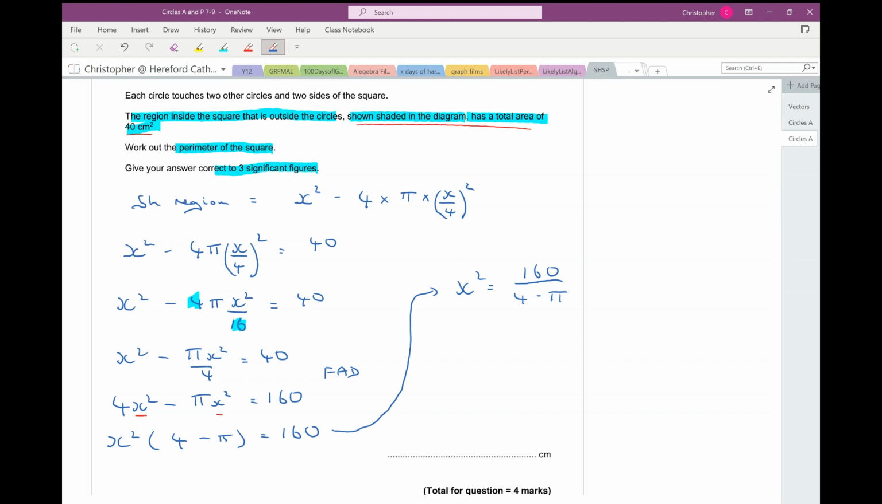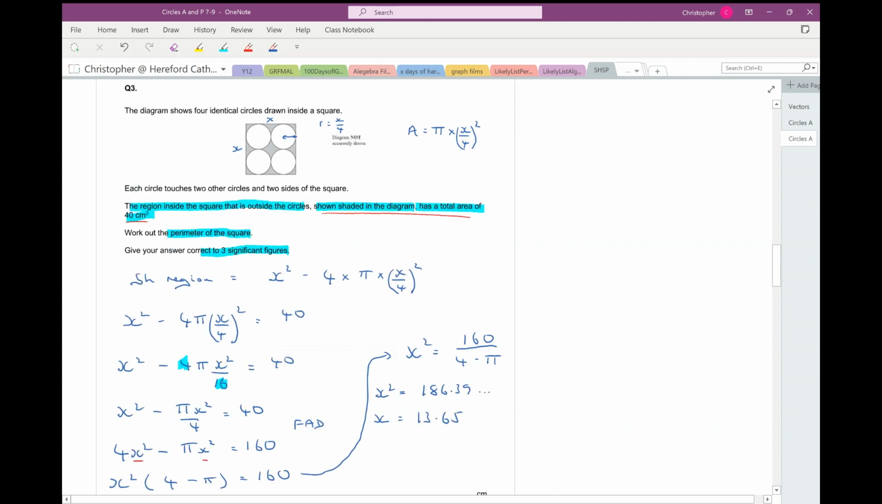So 160 over 4 minus pi, I'll put that into my calculator and square root it. On my calculator, when I put 160 over 4 minus pi in, I get about 186. So I'm going to square root that to give me x equals 13.65. Right, so I found x, I found the length of the side of the square. Square is 13.65 by 13.65.